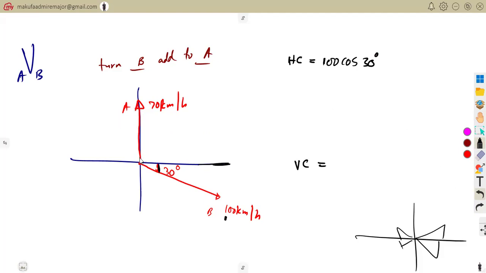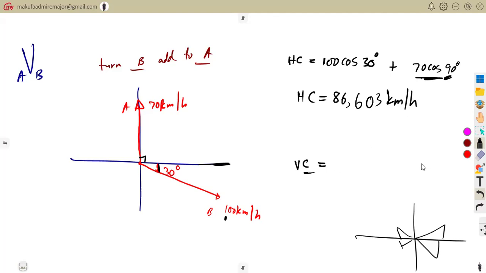That's 86.603. Can we use A here on this part of horizontal, where A is directed 90 degrees like this? It's going to be zero, because cos 90 is equal to zero. So even if we are to write this one, there is no need, because that one is a zero. It is good to notice that one. So what is the value for this one? 100 cos 30 is 86.603. Yes, sir. Then we take the vertical.